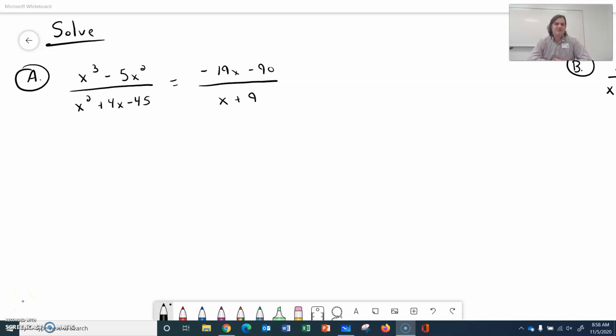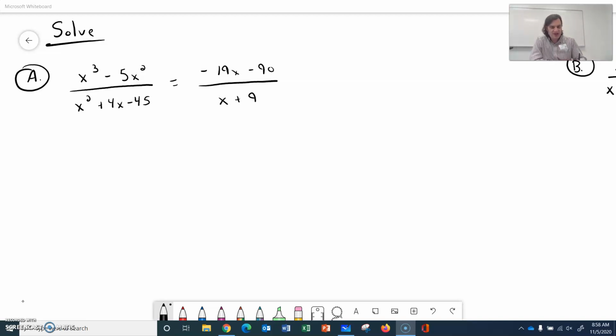These are practice problems. The first one here has a fraction on the left, x cubed minus 5x squared all over x squared plus 4x minus 45. Now on the right, the fraction numerator negative 19x minus 90 over denominator x plus 9.